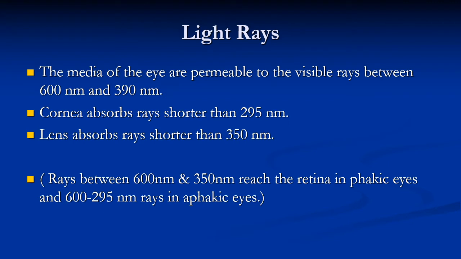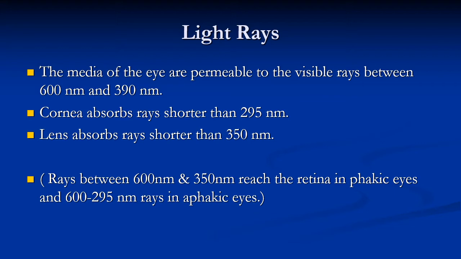The media of the eye are permeable to the visible rays between 600 nanometers and 390 nanometers. The cornea absorbs rays shorter than 295 nanometers, and the crystalline lens absorbs rays shorter than 350 nanometers. So rays between 600 and 350 nanometers reach the retina in phakic eyes, and 600 to 295 nanometer rays in aphakic eyes. What is the importance of this?